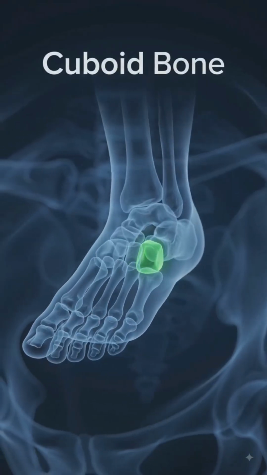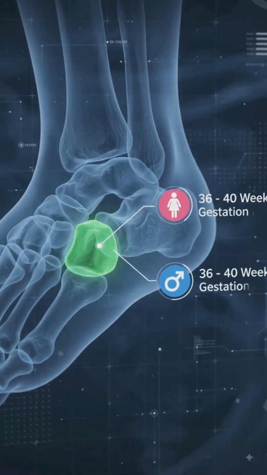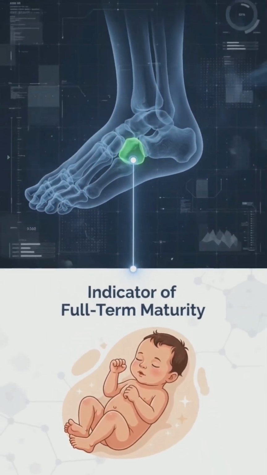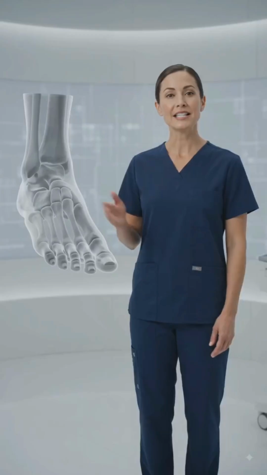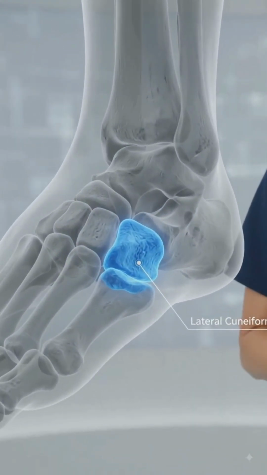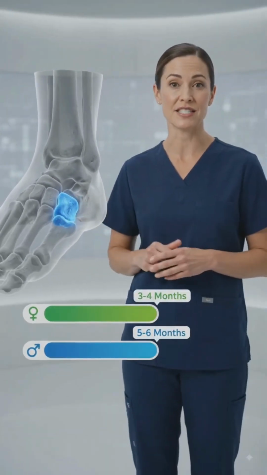Let's review the cuboid bone's ossification. For both sexes, this occurs at 36 to 40 weeks. At birth, it indicates full-term maturity. Let's look at the lateral cuneiform. It's the first cuneiform to ossify. In females, this occurs at 3 to 4 months, while in males, it takes 5 to 6 months. It coordinates midfoot force, a key sequence in development.